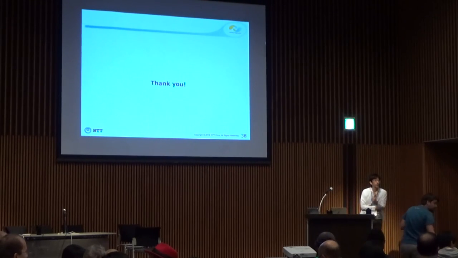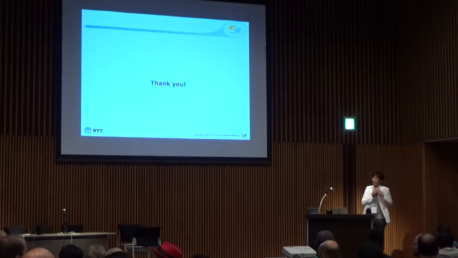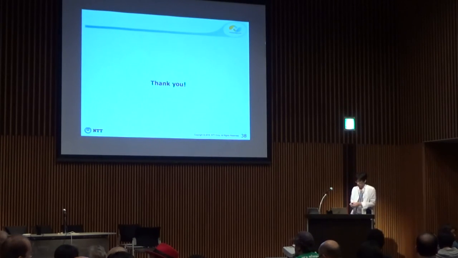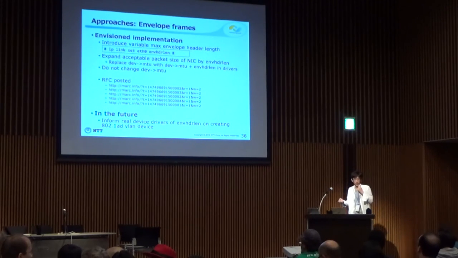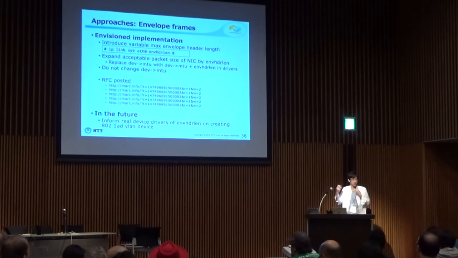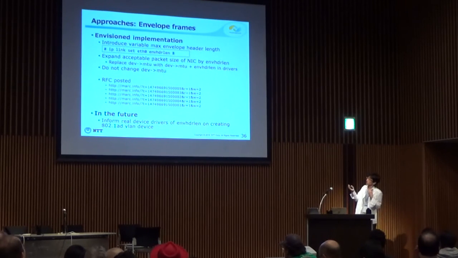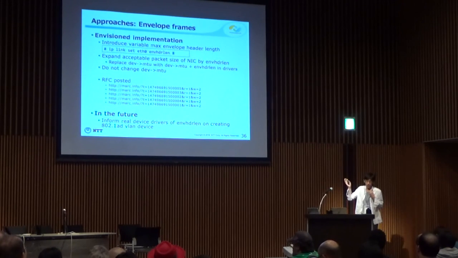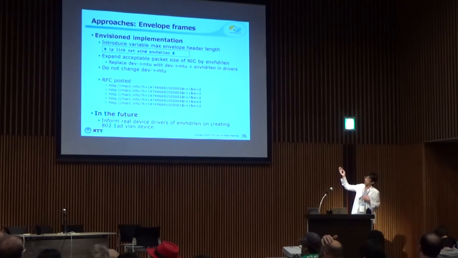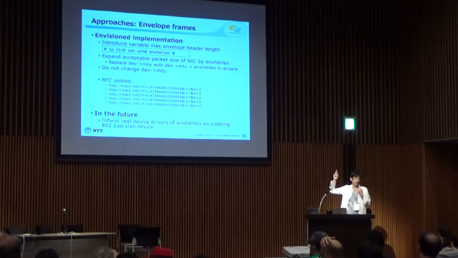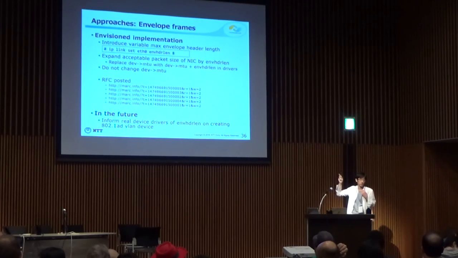Have you considered using VXLAN for the encapsulation? VXLAN? VXLAN. VXLAN by default reduces its MTU, so basically VXLAN doesn't need this feature. But if you want to increase the VXLAN device's MTU, then setting the header length with the VXLAN encapsulation header length will help, I think.